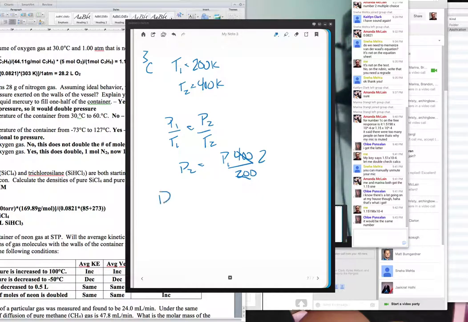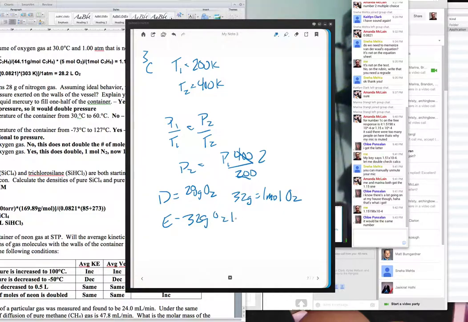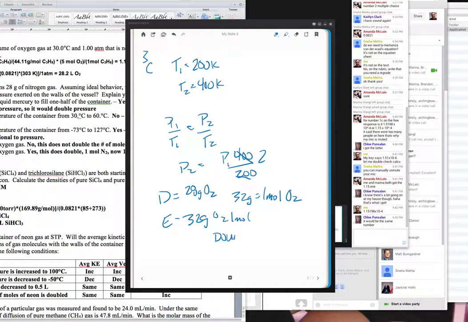Yeah. All right, and then for D, 28 grams of oxygen gas. Well, oxygen gas is 32 grams per mole. Remember, we have 1 mole of nitrogen gas already. So 32 grams is equal to 1 mole of oxygen gas. So 28 grams is not quite 1 mole, so that's not going to double it. If you double the moles, you're going to double the pressure because you're doubling the amount of gas. If you add 32 grams, so E, 32 grams of oxygen, yes, that's another mole. So you double the moles, you double the pressure. All right. So that makes sense?